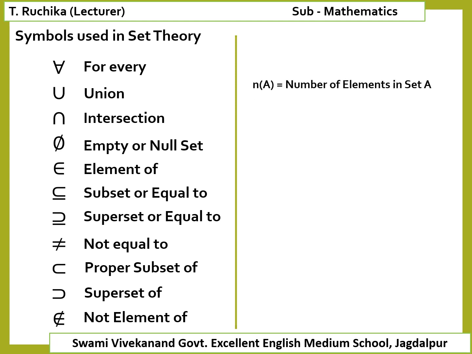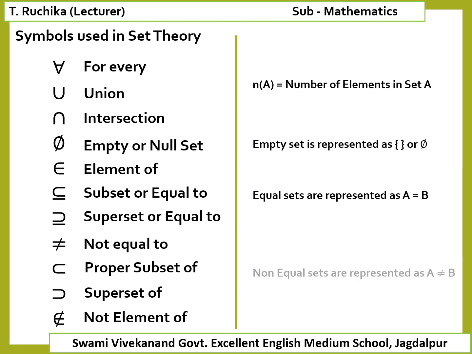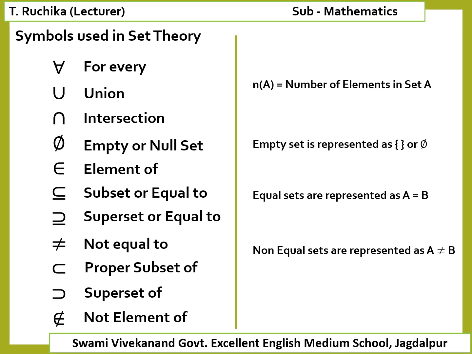And we write n(A) in the set theory. What does that mean? It means number of elements in set A. And this empty set is represented as empty curly brackets, or the symbol ∅. Equal sets are represented as A = B, and non-equal sets are represented as A ≠ B.